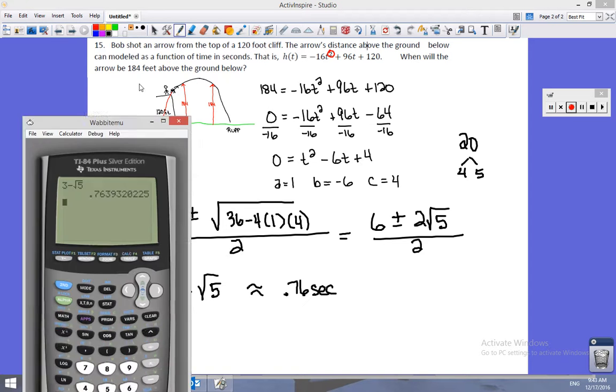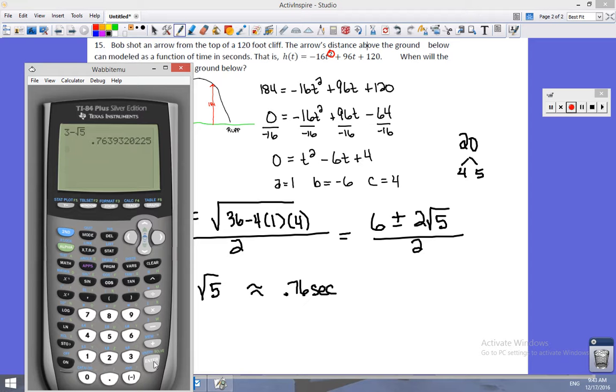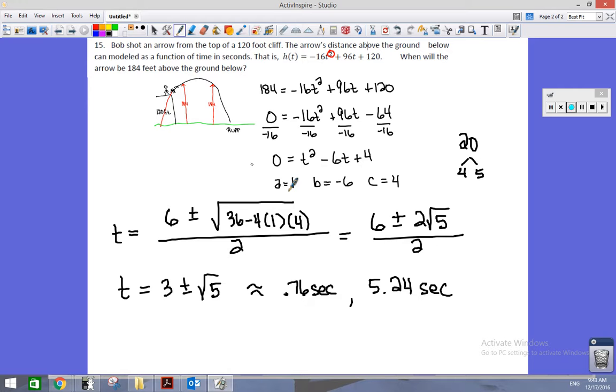And now if we change this subtraction to addition, so you go up, and then what goes up must come down. And about 5.24 seconds after you've shot the arrow, again the arrow is going to be 184 feet above the ground, but this time it's coming on its way down to hit your target at Rupp Arena.